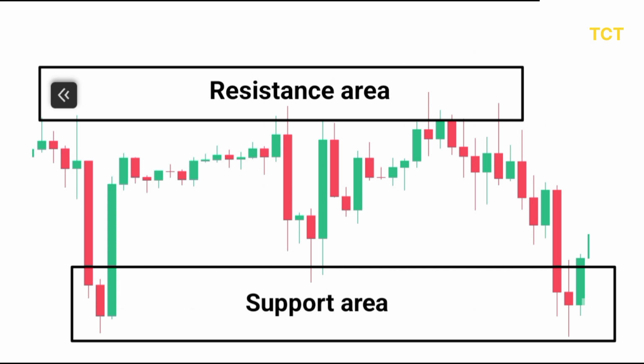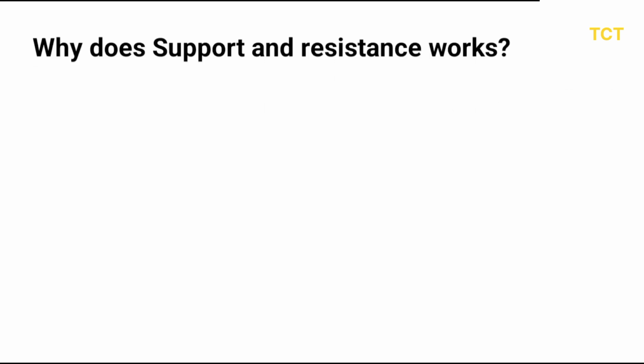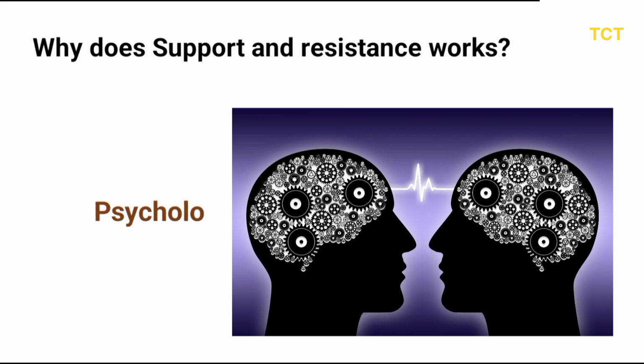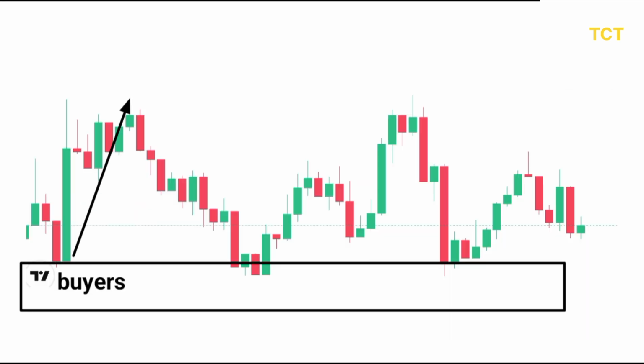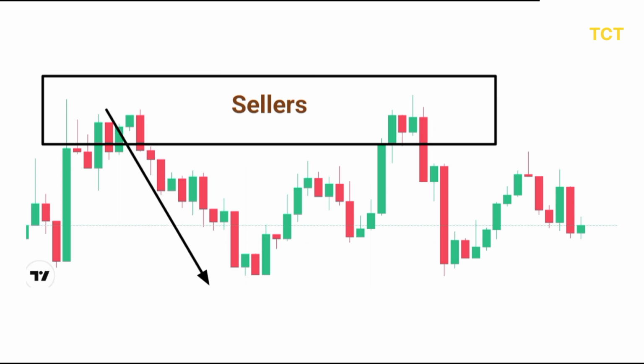Now let's learn why support and resistance work. The answer is psychology. Many traders remember important price levels. If buyers made profits at a certain level before, they may buy there again. If sellers were successful at another level, they may sell there again. Because thousands of traders are watching the same areas, these zones often become important.